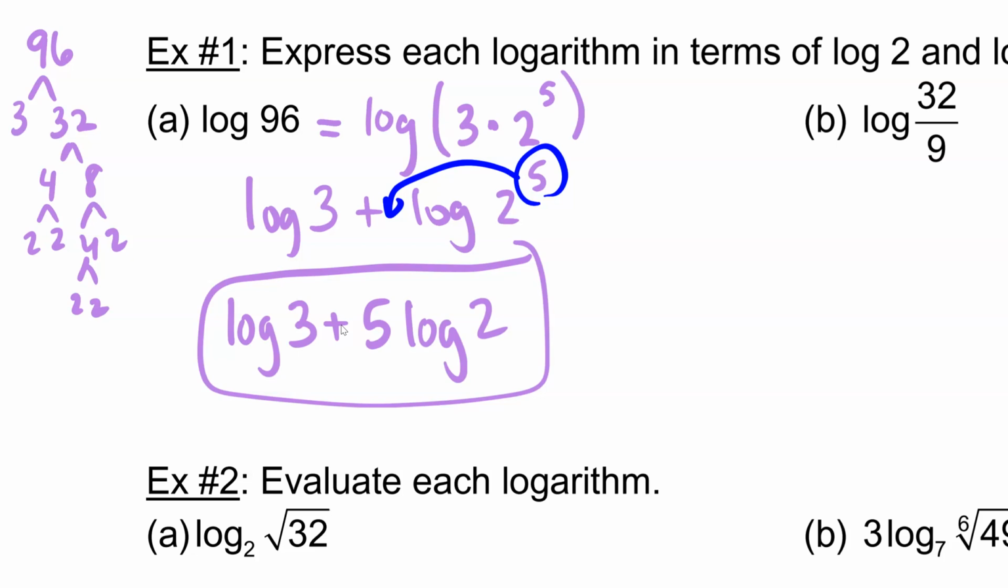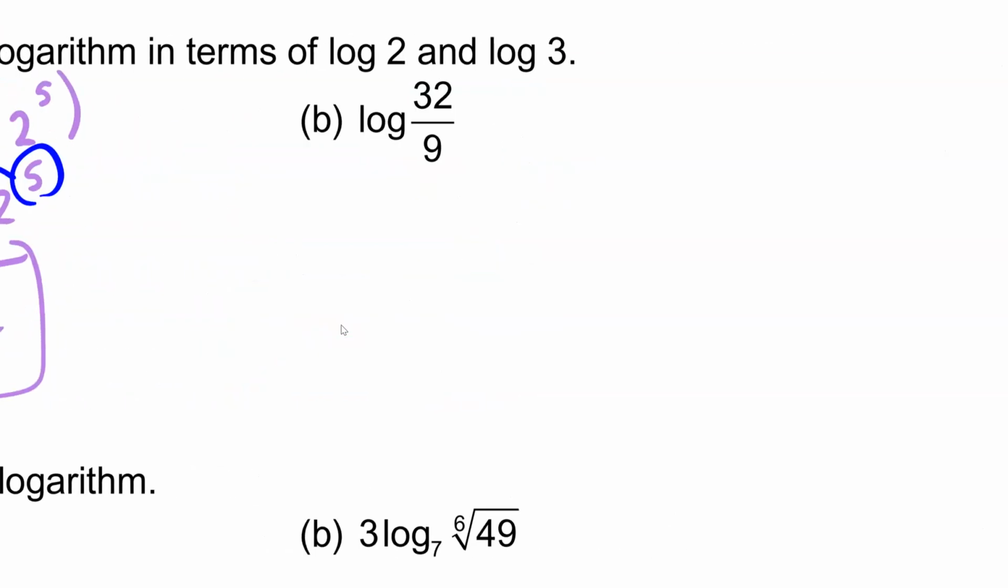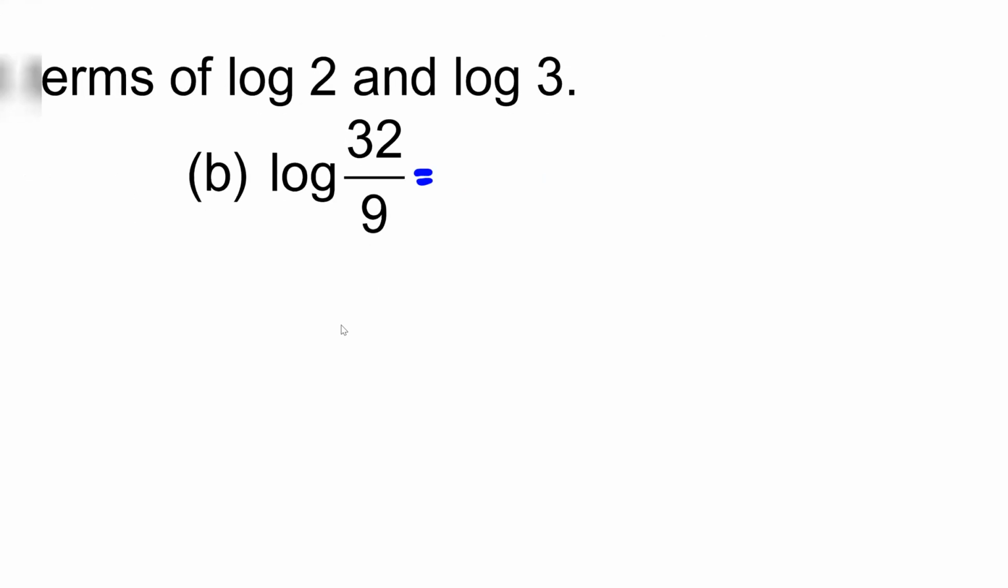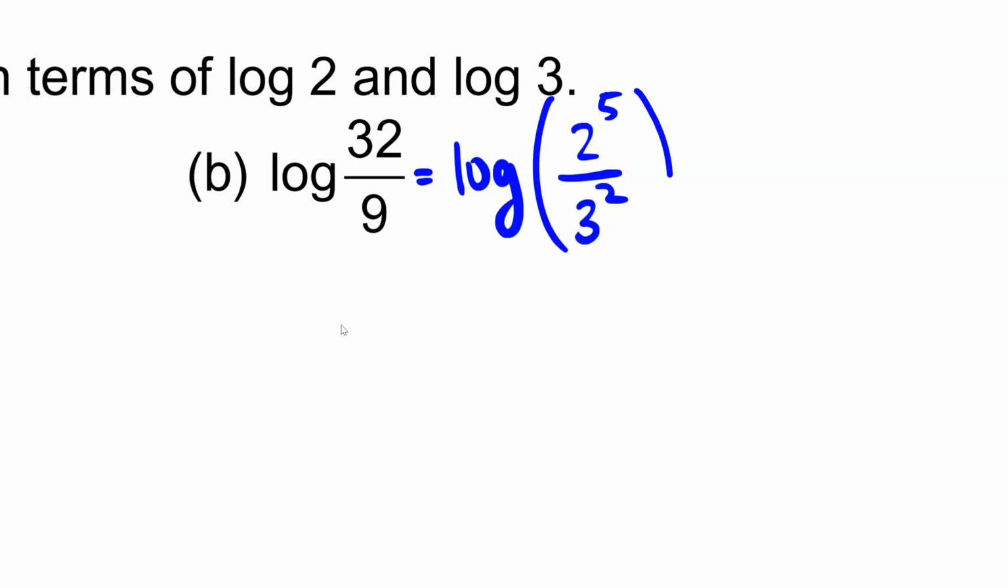Okay, so we want it in terms of 2 and 3. So first thing I'm going to do is write 32 in terms of 2 and write 9 in terms of 3. So this is the same thing as saying log of 2 to the 5th over 3 squared, right? Having parentheses might help us a little bit, yes? Yes, it does the same thing. I'm just writing it in terms of 2 and 3 first.